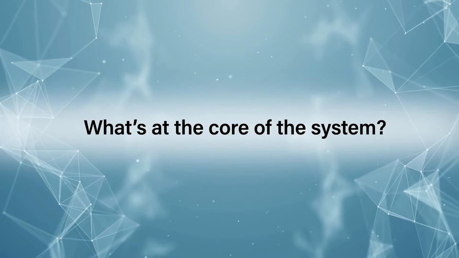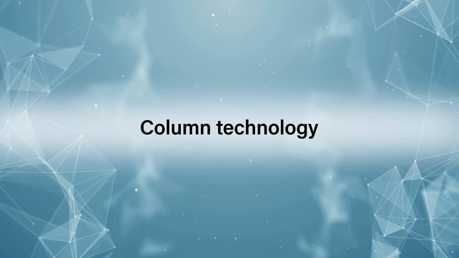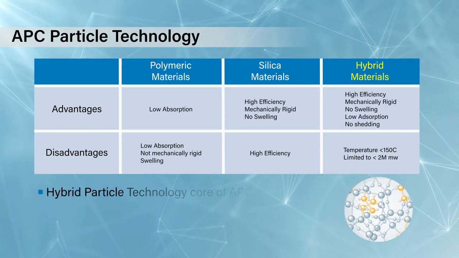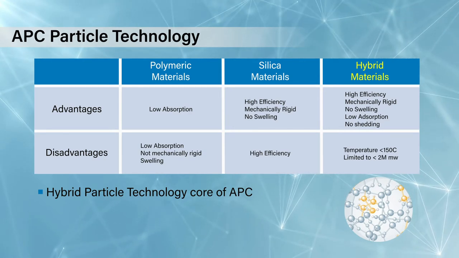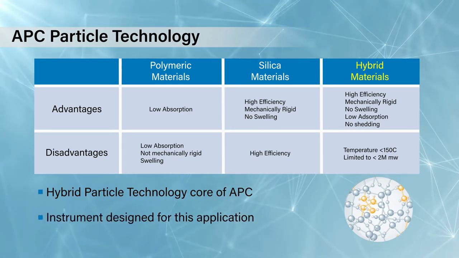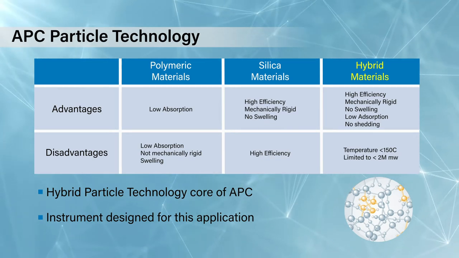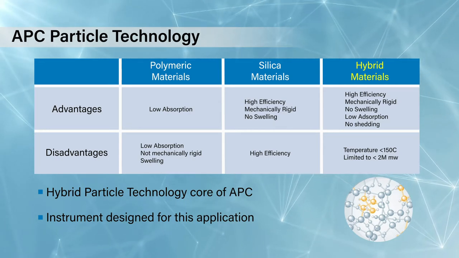To understand the APC, you need to understand that at the heart of this system is the column technology. With the APC, we use hybrid technology. As opposed to traditional GPC, where you have polymeric beds, these use a hybrid material, which gives you a lot of the benefits of the rigidity of silica, but with less of the downsides, like the interactions that silica presents. For method development, the most pertinent aspect of this is the swelling behavior of these particles.